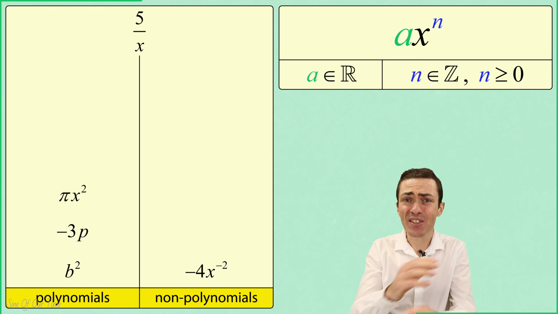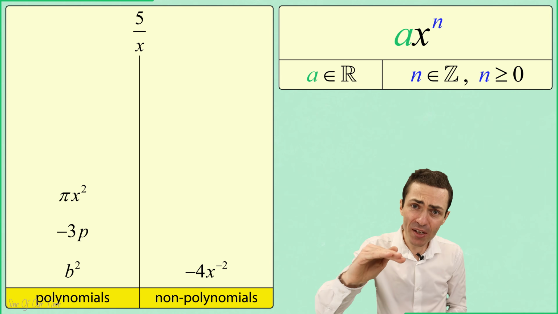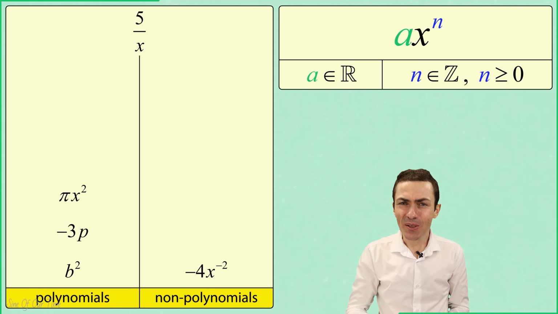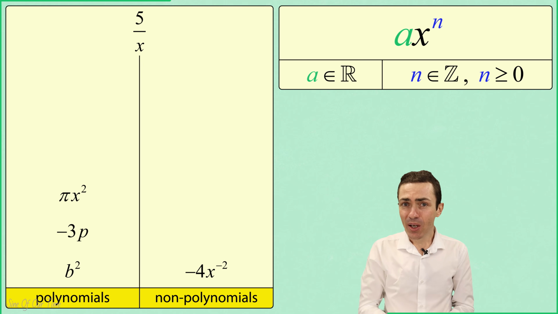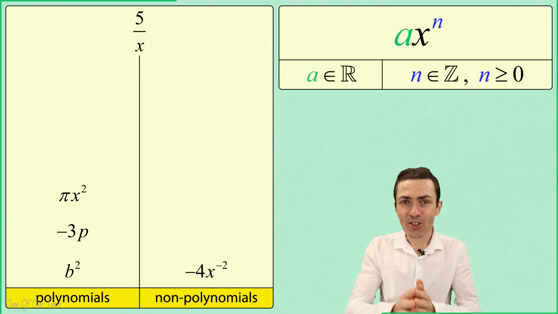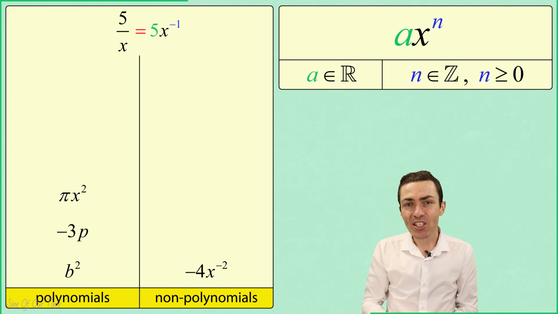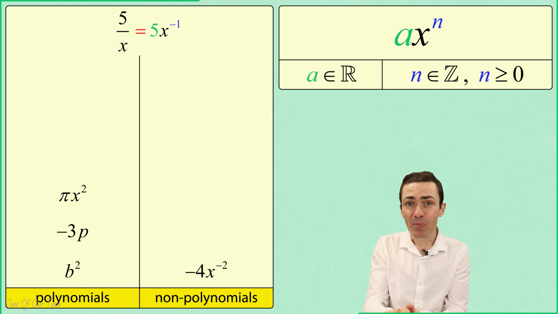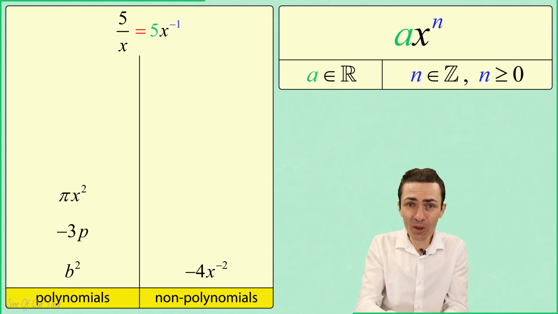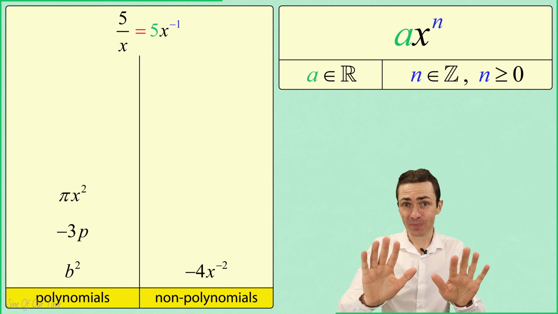Unfortunately, this one just doesn't cut it. This is because x is the denominator of the fraction. That just means it appears at the bottom. And this is not allowed, because if you take this fraction and you rewrite it in exponential form, we see that the exponent of x is negative 1. And that is a problem because the exponent must be a whole number greater than or equal to 0. And so this is not a polynomial.